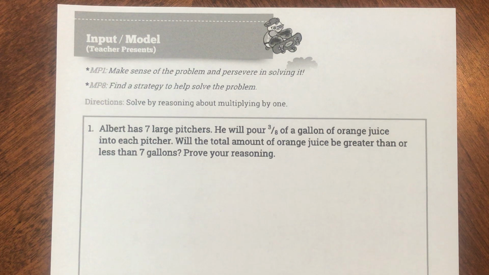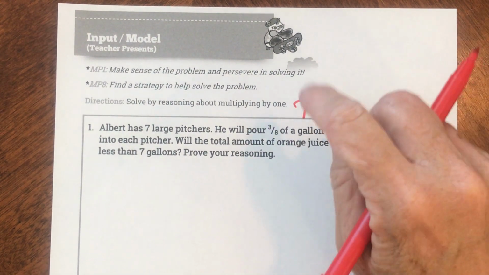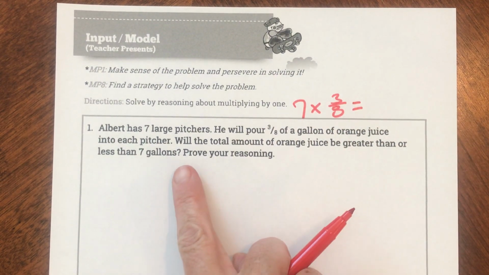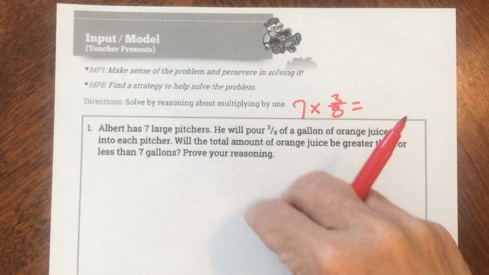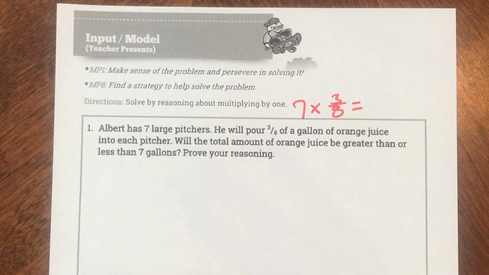Here is my first problem. It says, Albert has 7 pitchers. He will pour 3/8 of a gallon of orange juice into each pitcher. Will the total amount of orange juice be greater than or less than 7? So what he has going on here is 7 times 3/8, because he is going to have 7 pitchers and each pitcher is going to have 3/8. And they want me to know, will the amount of juice be greater than 7 or less than 7? So that's my problem.